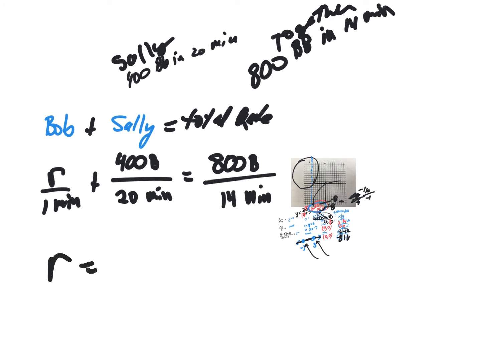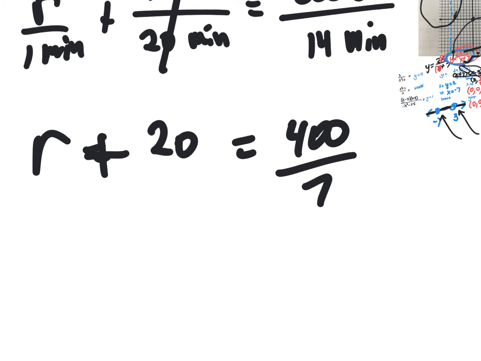R equals 400 divided by 20. It's like 40 divided by 2, which is 20, plus 20 equals. And then I can cut both of these in half and say it's 400 over 7 at least. Do you get from there? It's pretty easy to clear the fraction.